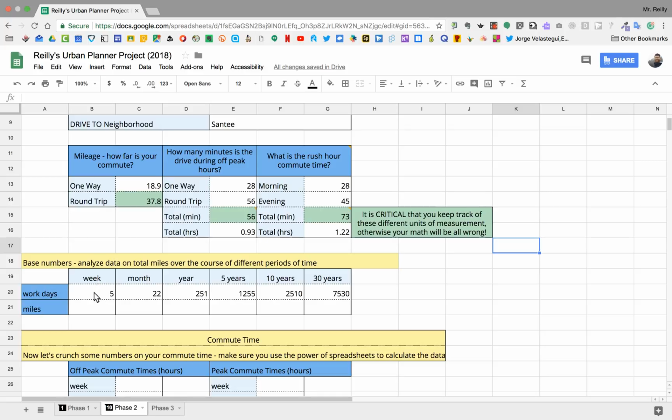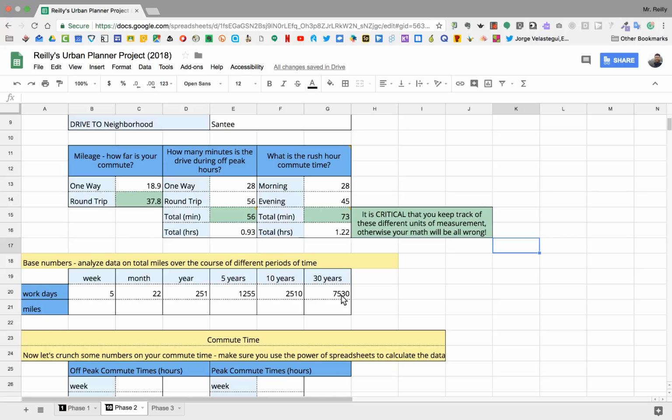So the average work week is 5 days. In a month, you on average work about 22 days. Within each year, when you account for weekends, vacation time, holidays, things like that, it comes out to about 251 work days per year for the average American. And then, of course, if you multiply that by 5 years, by 10 years, and by a full career of 30 years, you end up with 7,530 days.